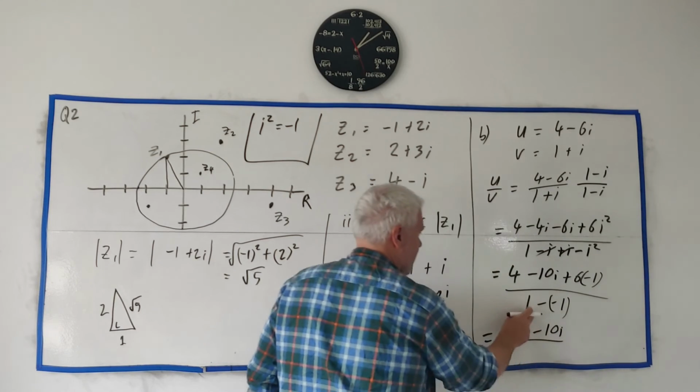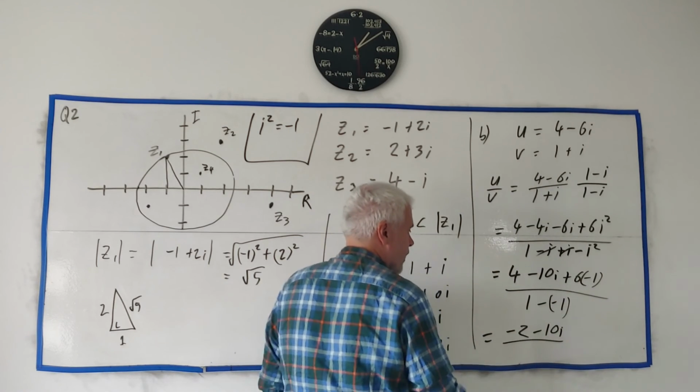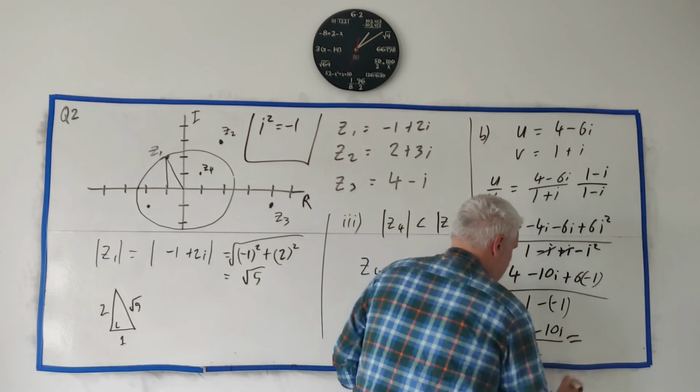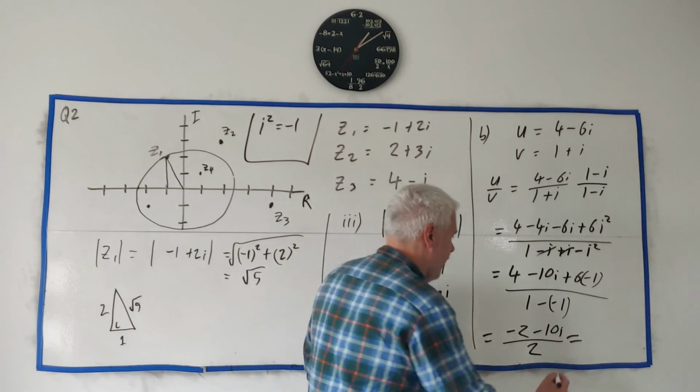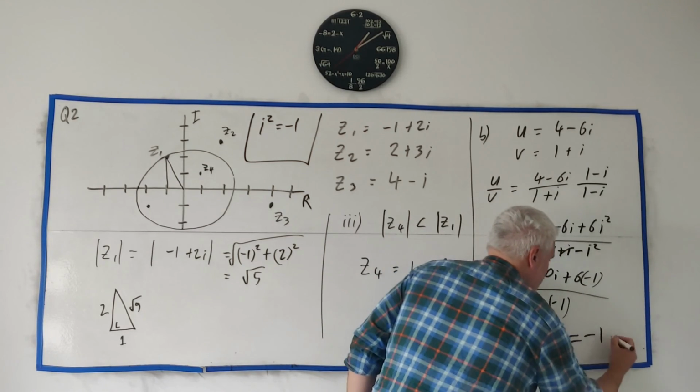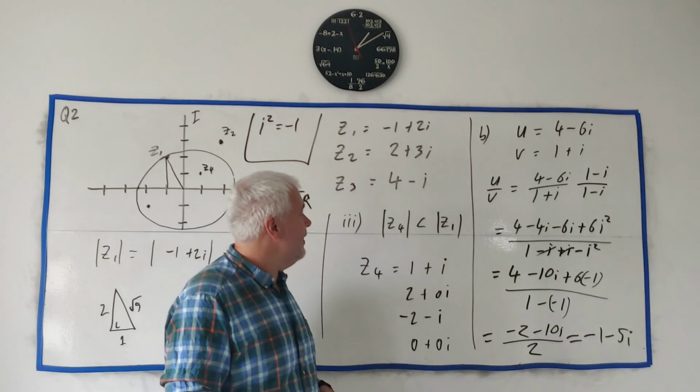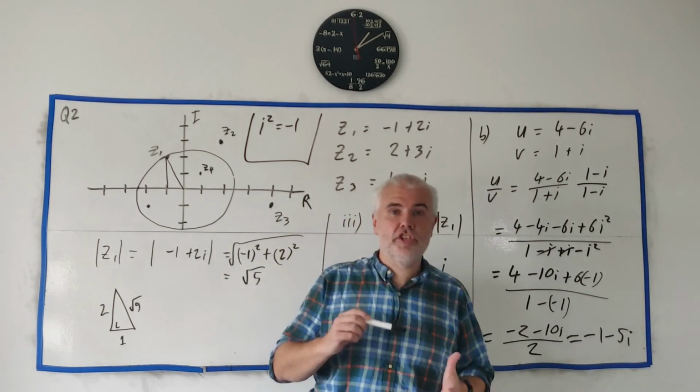Divided by, 2 minuses make a plus, 1 plus 1 is 2. That's nearly your answer. 2 goes into both of these. So our final answer is minus 1 minus 5i. And that's it for all of question 2.